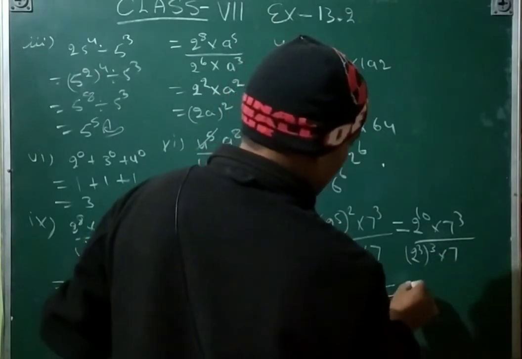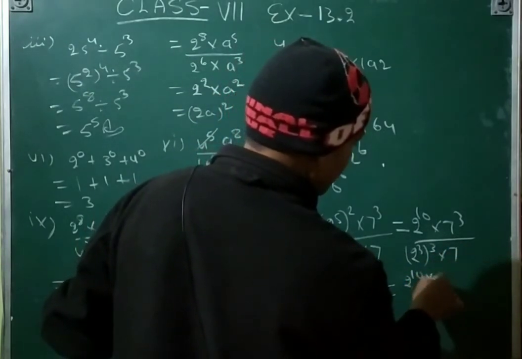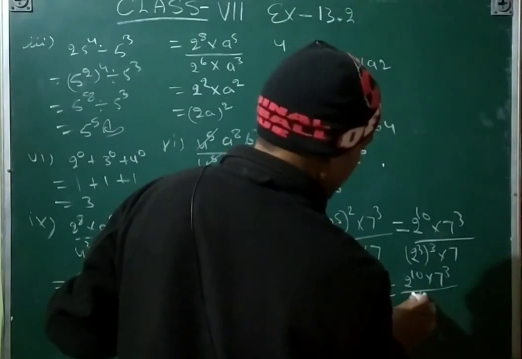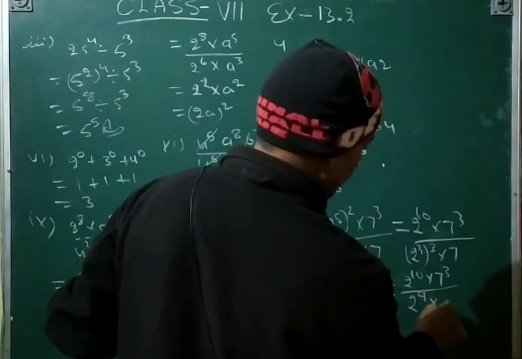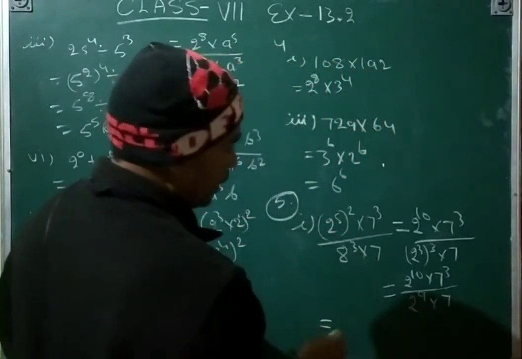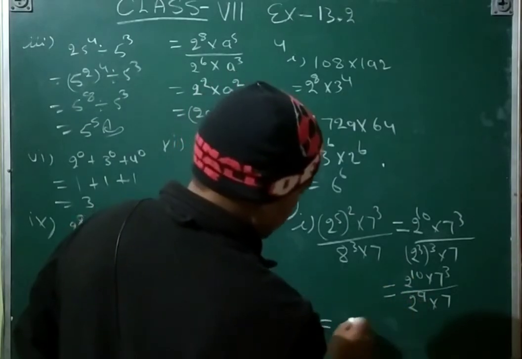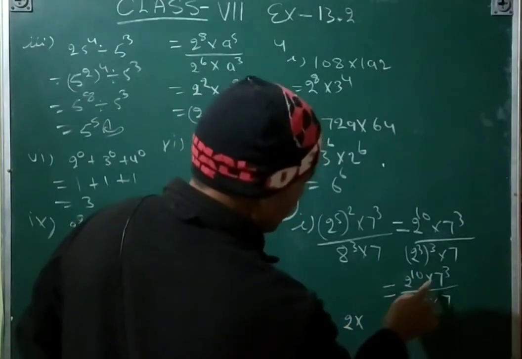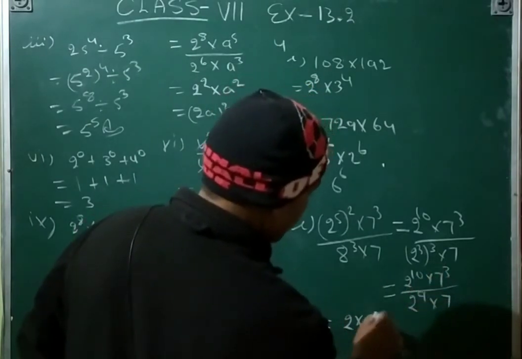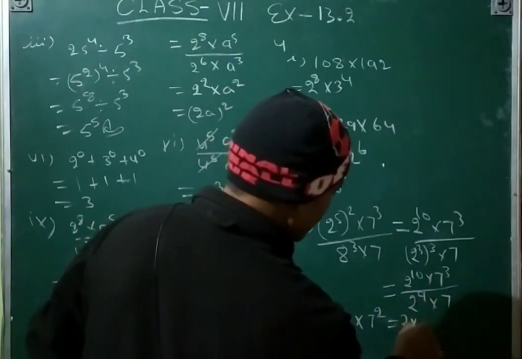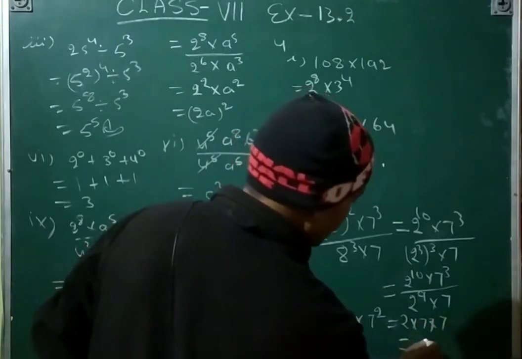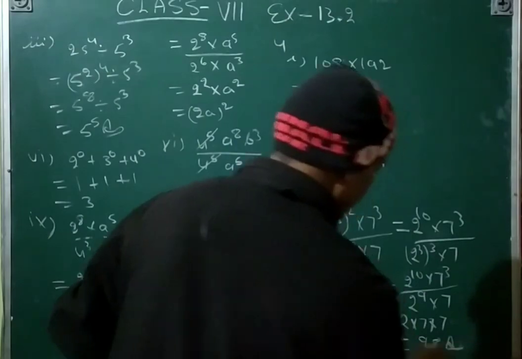So that 2 power 10 into 7 power 3 upon that here 2 power 9 multiply 7. So that here you can see that 2 power 10, 2 power 9, so that is a 2 power 1 into 7 power 3, 7 power 1, so 7 power 2. So that 2 into 7 squared, 7 7s are 49, and 98 is the answer.